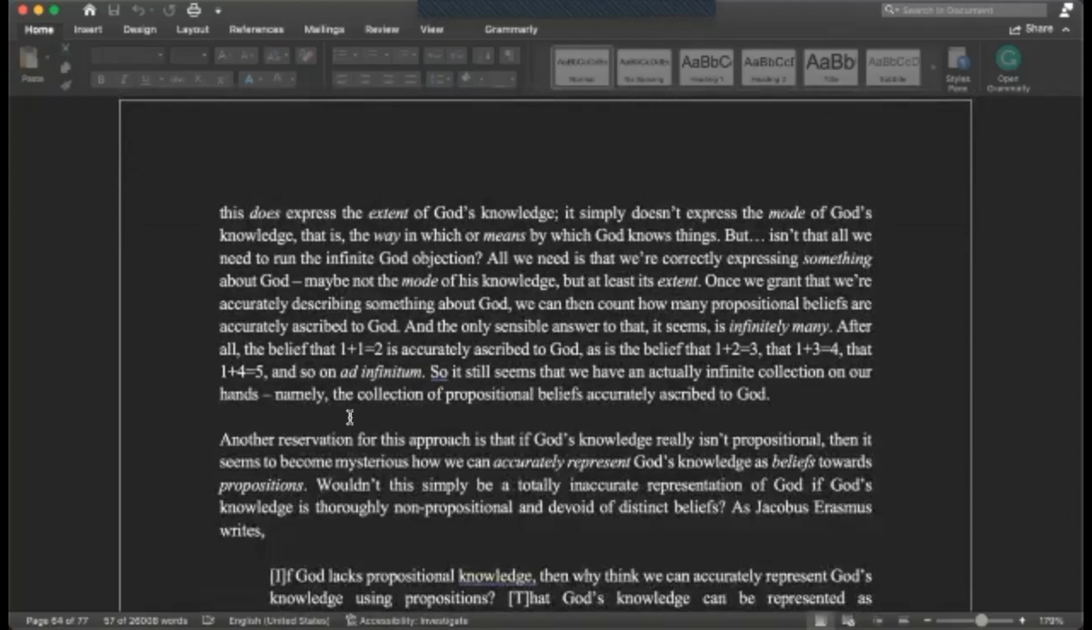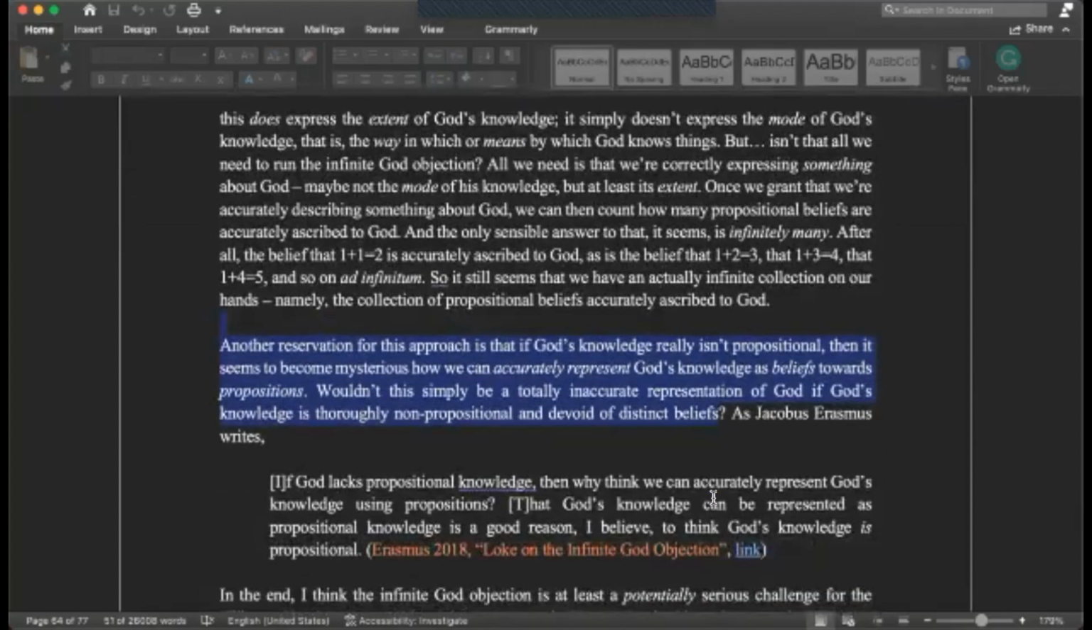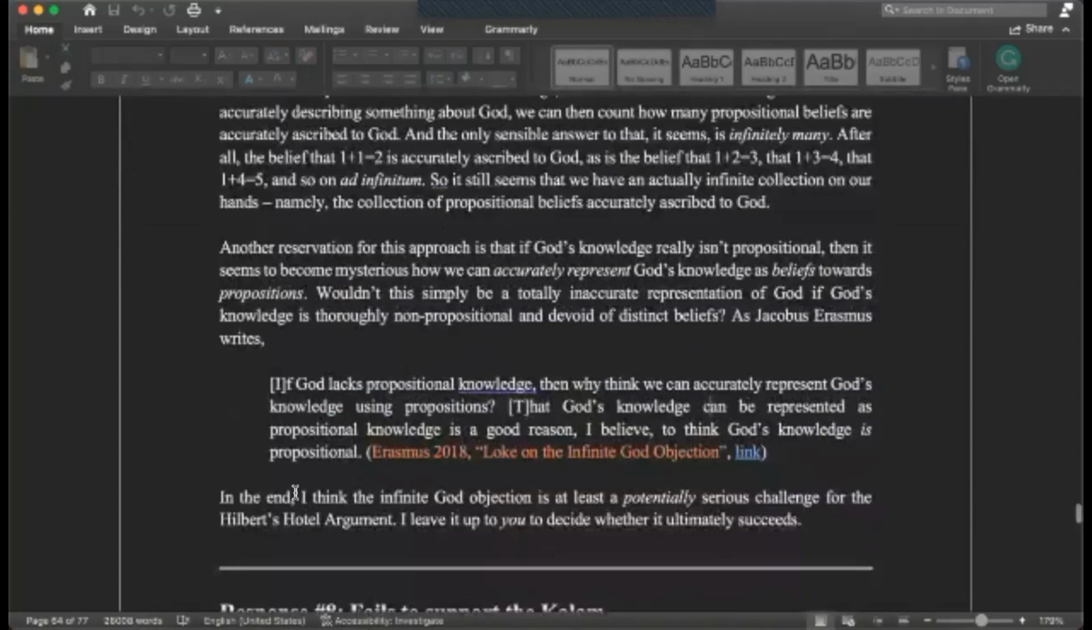Another reservation for this approach is that if God's knowledge really isn't propositional, then it seems to become mysterious how we can accurately represent God's knowledge as beliefs toward propositions. Wouldn't this simply be a totally inaccurate representation of God if God's knowledge is thoroughly non-propositional and devoid of distinct beliefs? As Jacobus Erasmus writes, if God lacks propositional knowledge, then why think we can accurately represent God's knowledge using propositions? That God's knowledge can be represented as propositional knowledge is a good reason, I believe, to think God's knowledge is propositional, right?